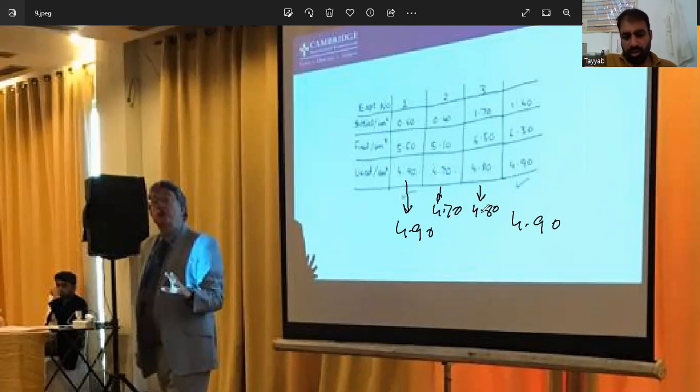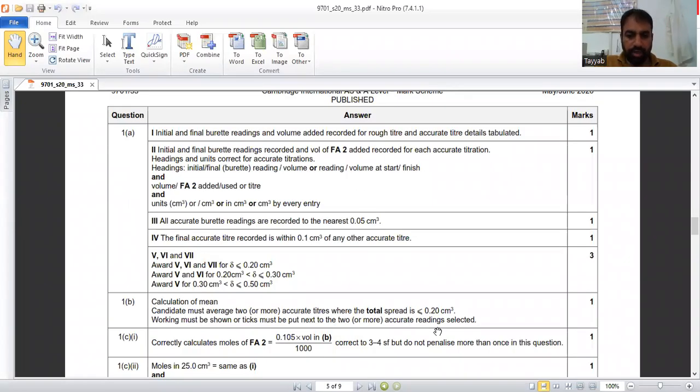Why is this wrong? Why is the examiner not accepting this? To satisfy this table, the student should either do a fifth titration to concord the result with this 4.90 or 4.80, as these are in the range of 0.10. Now I would like to show you the marking scheme, and what the examiner's response is. I would like to go through the marking scheme from the start.